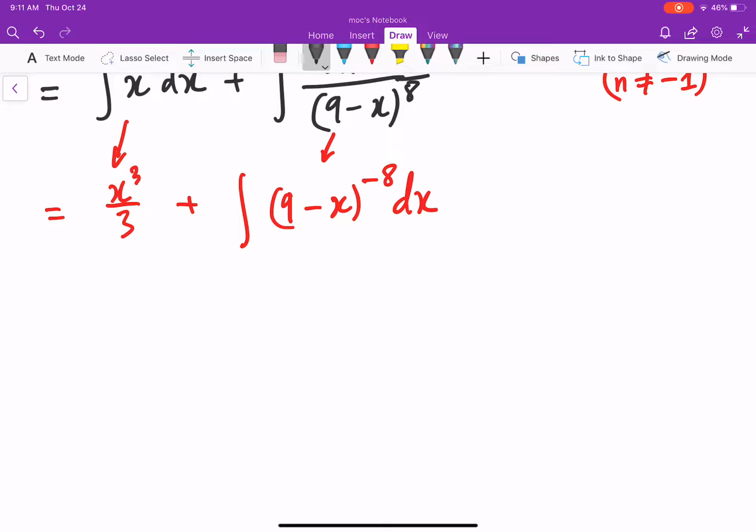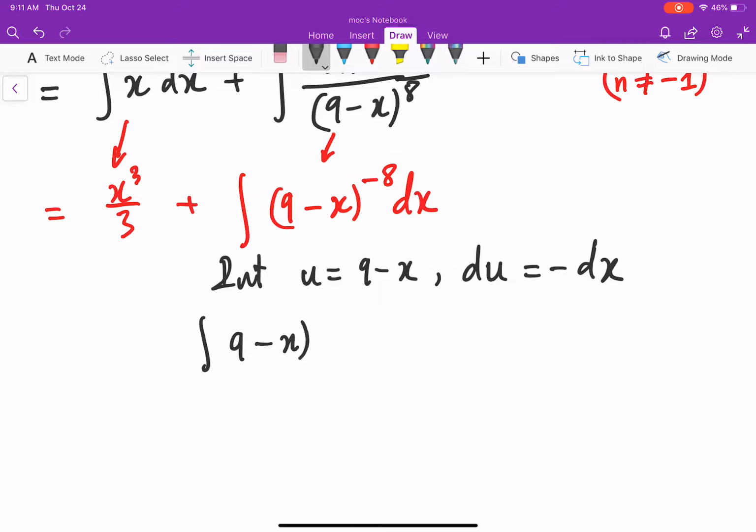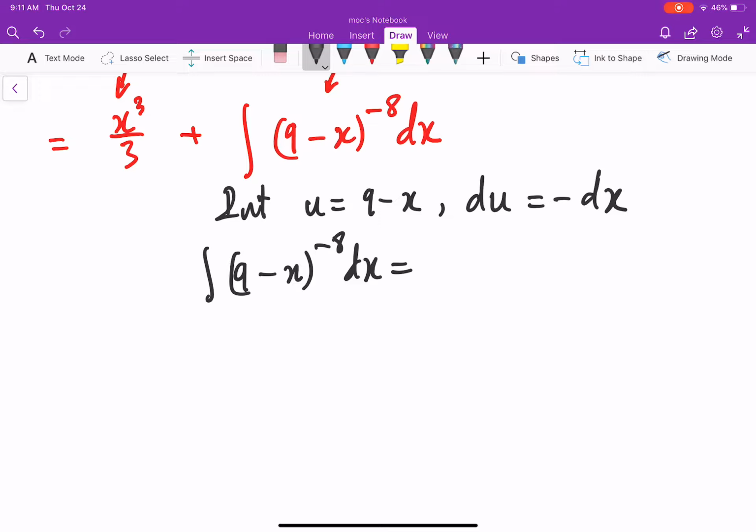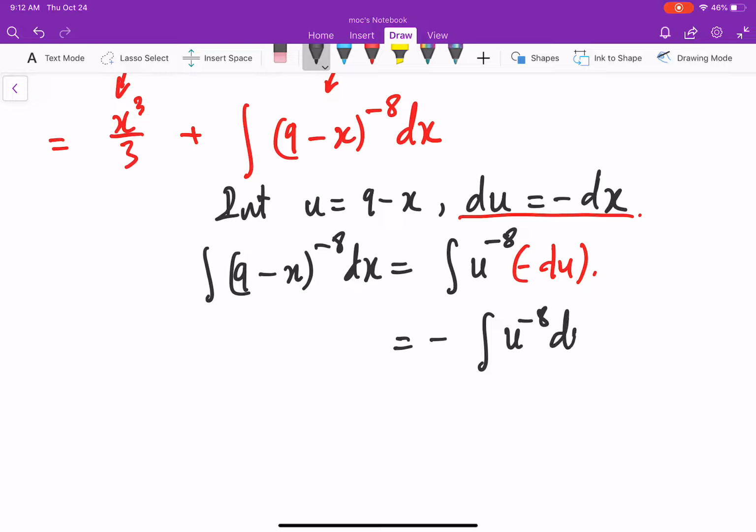I will put u equal to 9 minus x, and then I have du equal to negative dx. From here, I can rewrite the second integral: 9 minus x to the negative 8 dx becomes, with 9 minus x as u, u to the negative 8. And dx is just negative du, that comes from here. So basically that is equal to minus the integral of u to the negative 8 du.